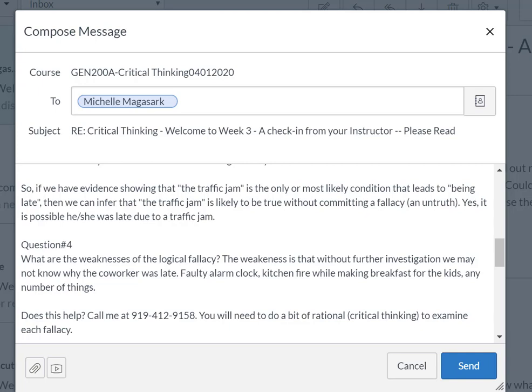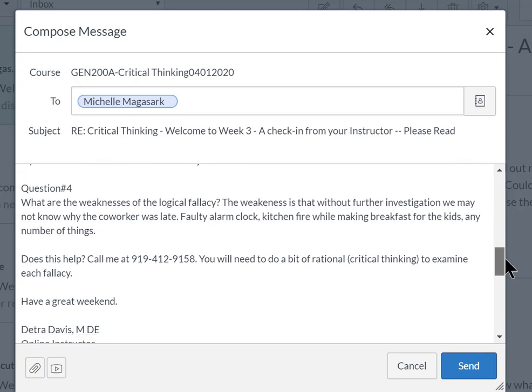And if you're really struggling, then give me a call or send me a message through Canvas. If I don't answer my phone, simply leave a message, and as soon as I can, I'll call you back. And you've got my number right here, 919-412-9158. I hope this is helpful.